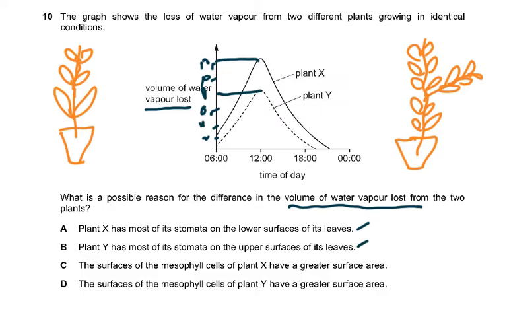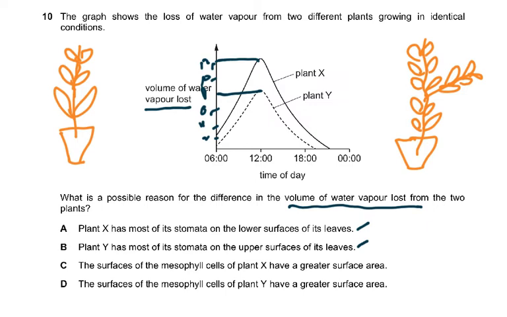So what you've got to understand is that, imagine two plants with leaves. One has most of the stomata on the lower surface, one has most of the stomata on the upper surface. Then the surface of the mesophyll cells of plant X have a greater surface area.